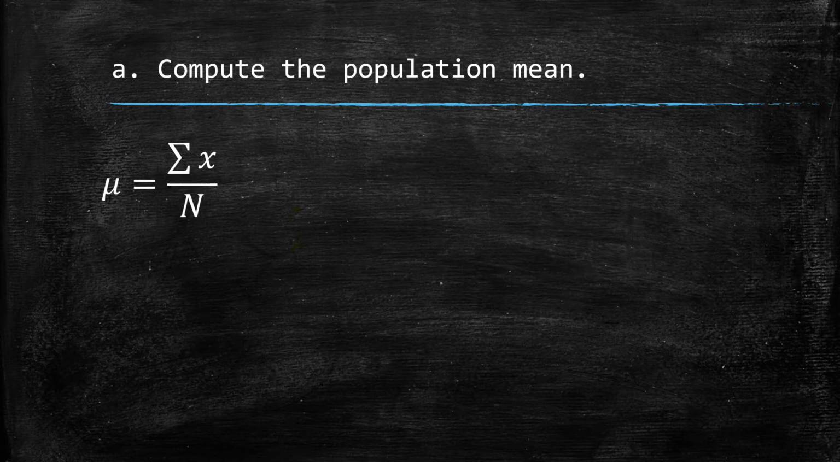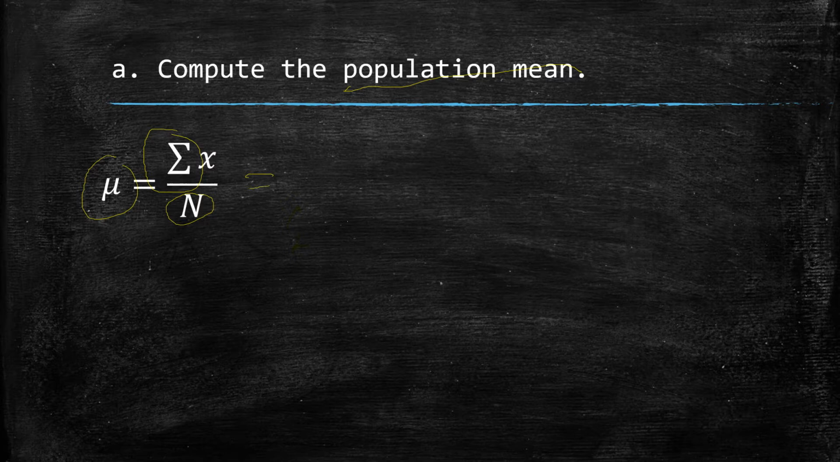So we are going to compute first the population mean. We already have the formula here. We have here mu. This is a Greek letter that represents the population mean. You have here the sigma notation that represents the sum. You have your x, the elements of your population, and you have here big letter N that represents the entire population or the number of elements in your population.